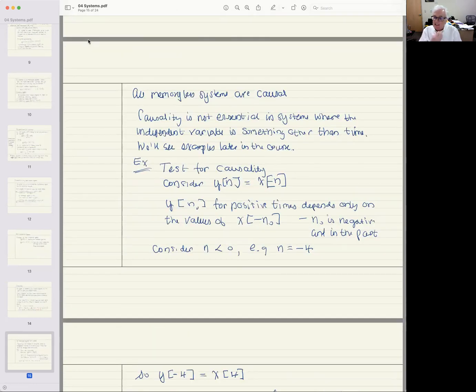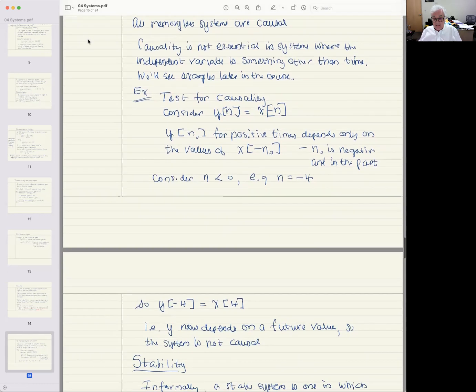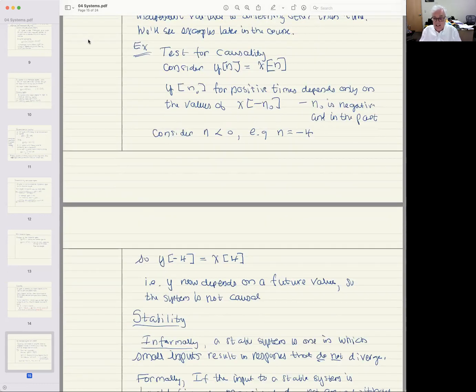And let me say, as I've actually already told you a couple of days ago, causality is not essential, because sometimes we'll be looking at systems where the independent variable isn't time, and then non-causal systems make sense. I show you a test for causality, and in the example that I work, I pick one that might have looked like it would pass to you, but it actually fails.